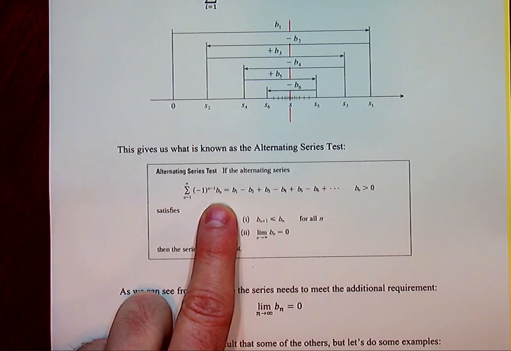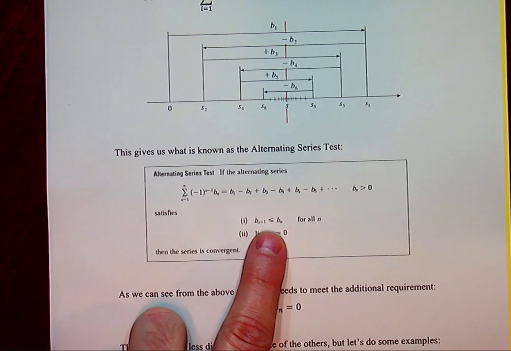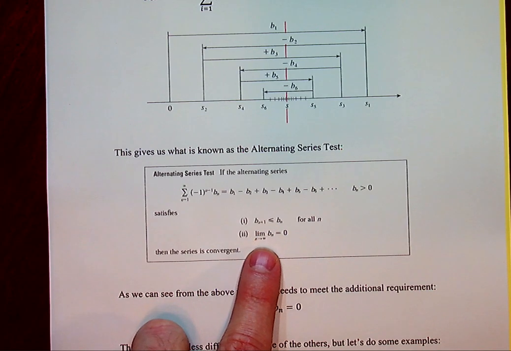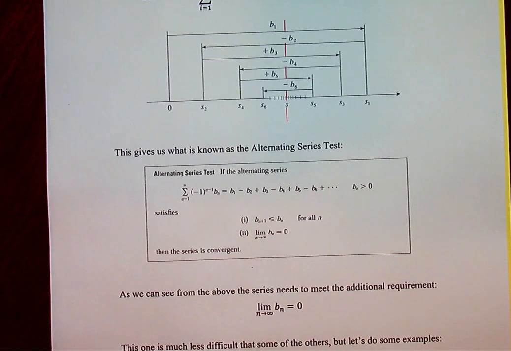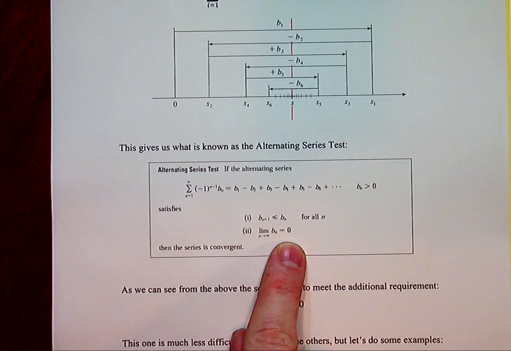That B sub n, each successive term is smaller than the one before it. Okay, that should logically make sense to you, so I'm not going to labor that point. But of course, not only is it smaller, but each successive term needs to be going towards 0. So the limit as n goes to infinity of B sub n is 0, and that makes sense.